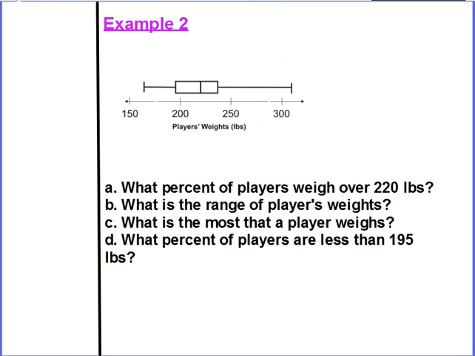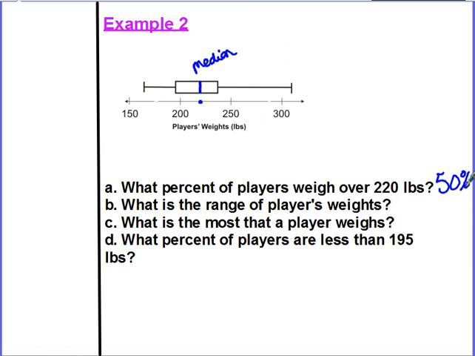Okay, now the last example we're going to do, we're going to read this box and whisker plot. So part A says, what percent of players weigh over 220 pounds? Okay, so if I look on my number line, 220 pounds is right about here. And what is this part of the box called? That's the median. So what does that mean? That's like when I first split the sandwich in half. That means that half of the people weigh over 220 and half of the people weigh under 220. So when it says what percent weigh over 220, that's going to be half, which is 50%.